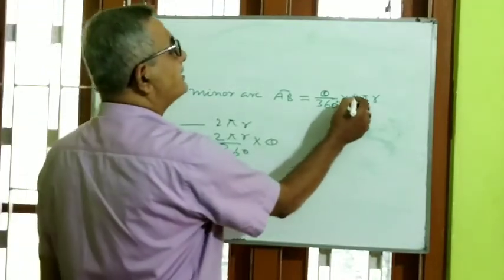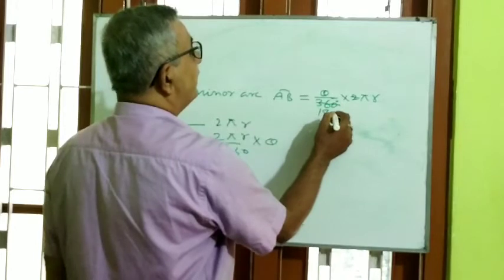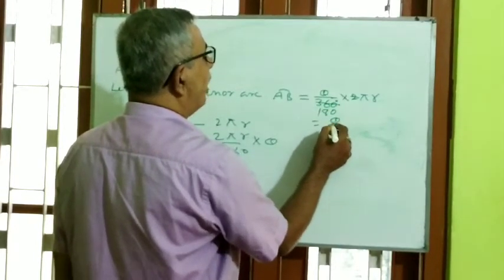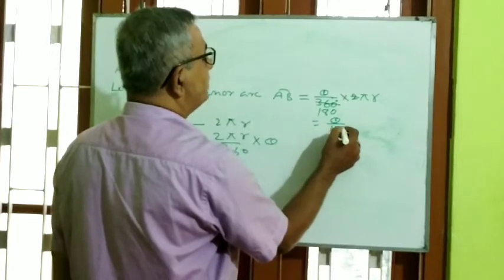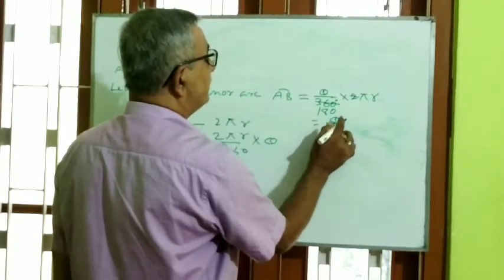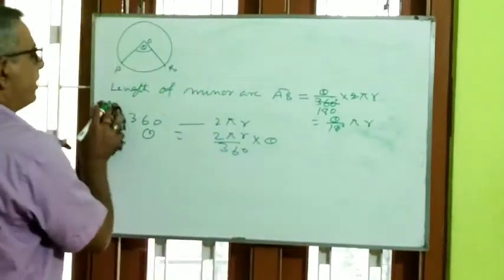Or you can cancel it. The 2 cancels, and here what you are getting? 180 degree. So you may apply this formula also: theta by 180 degree and pi r. You remember this formula.